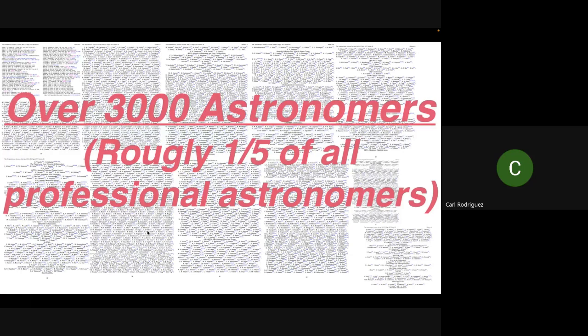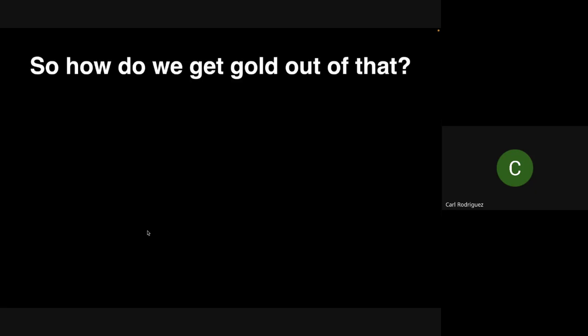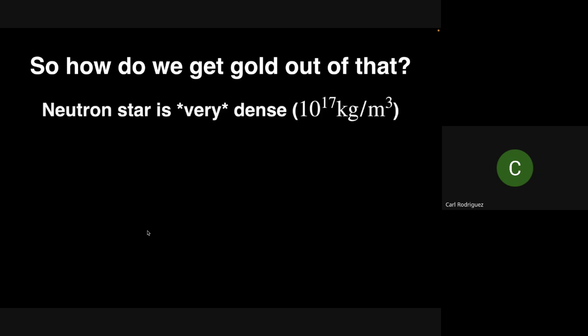But to return to my question, how do we actually get gold out of this? So the answer comes from neutron stars themselves. Like I said, that neutron star material is extremely dense. Other than black holes, these are the densest objects we know. And I mean, we're talking densities of roughly 10 to the 17 kilograms per meter cubed.